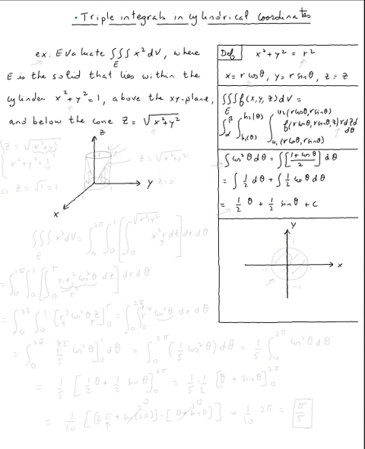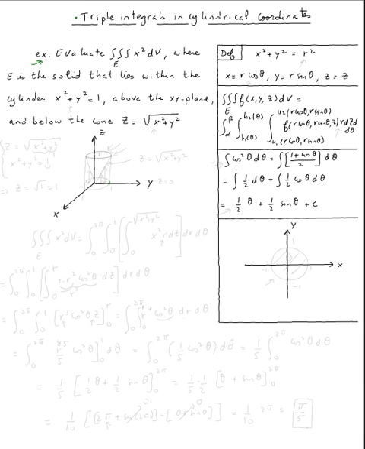The topic is triple integrals in cylindrical coordinates. So let's do this example. Evaluate the triple integral over E of x squared dV, where E is the solid that lies within the cylinder x squared plus y squared equals 1. So let's draw.